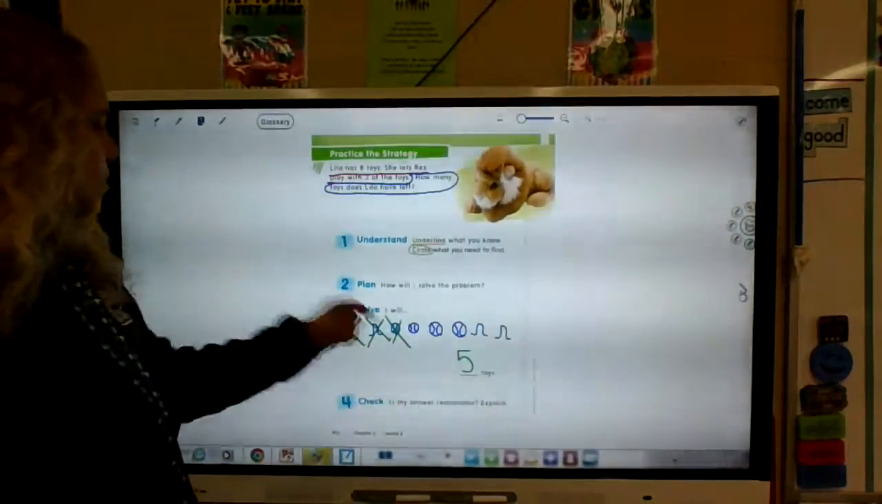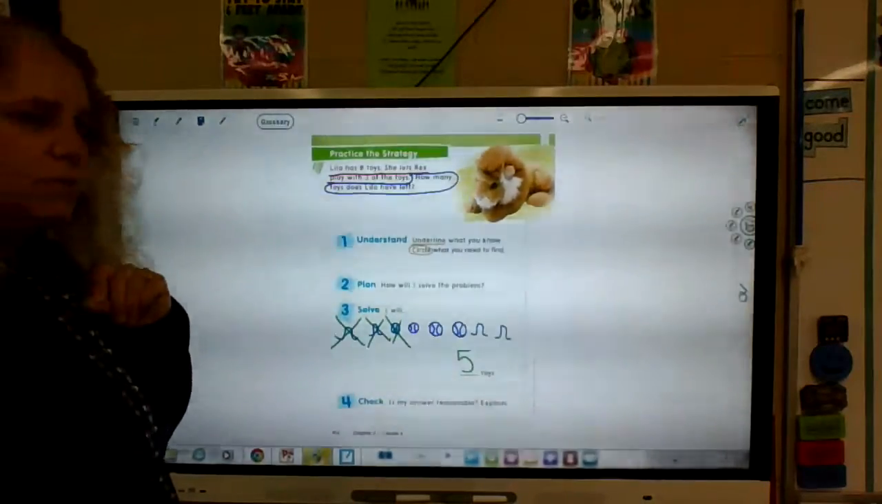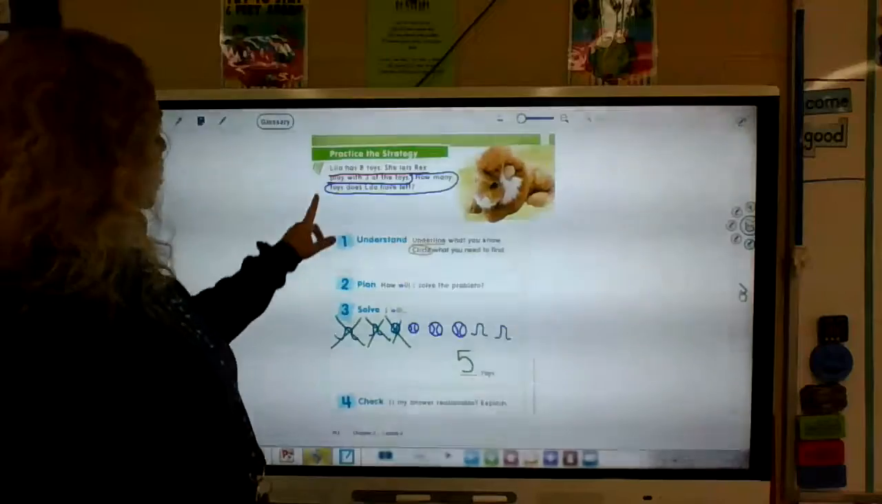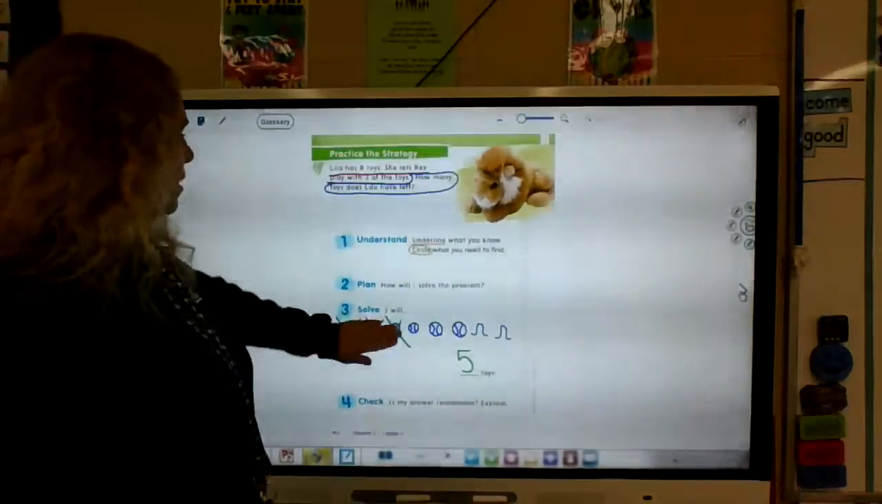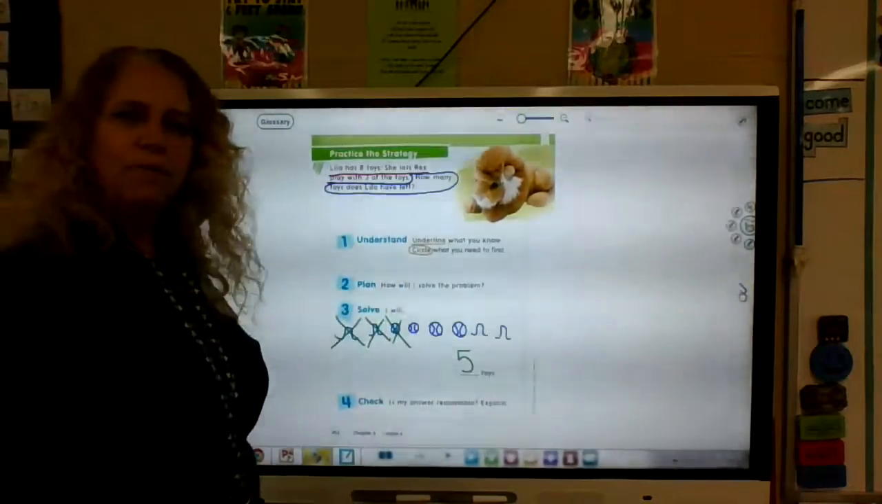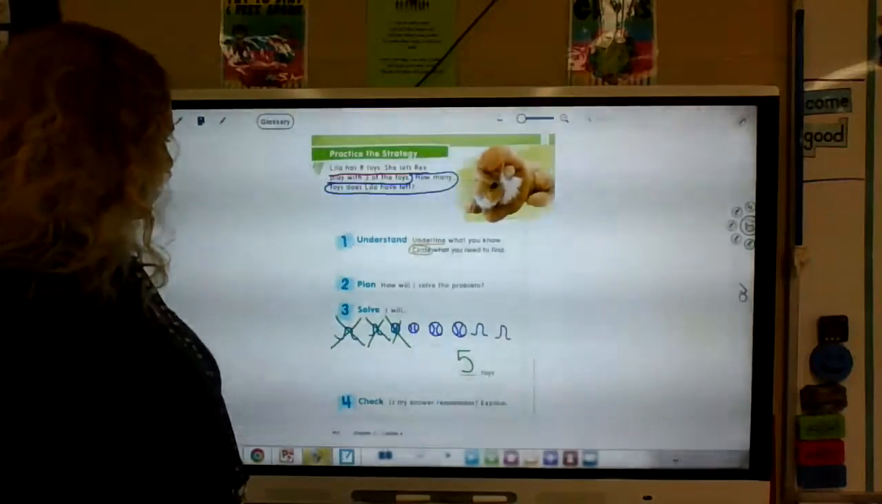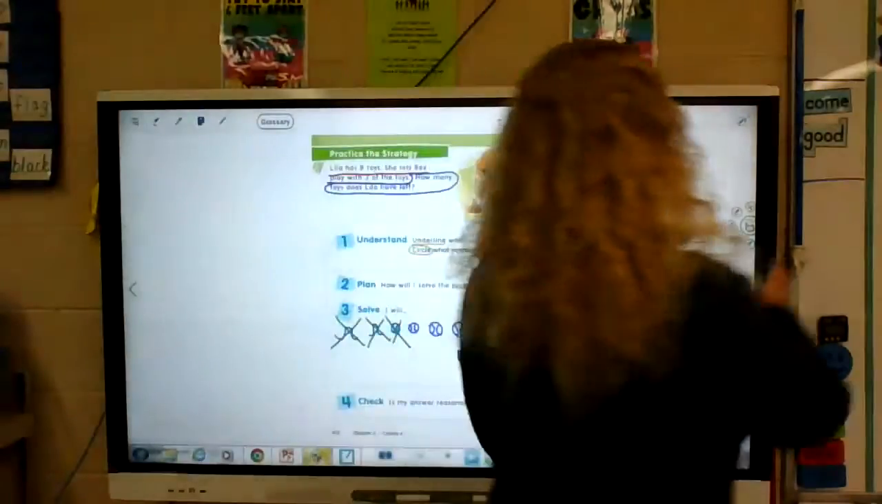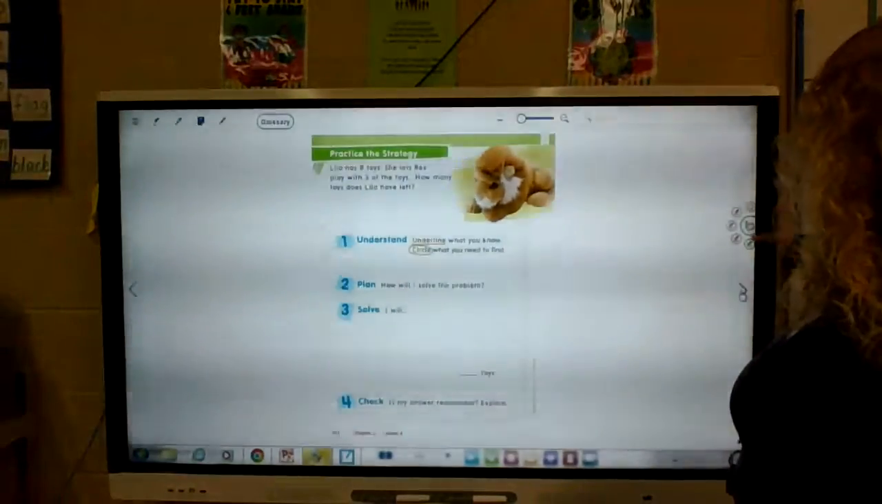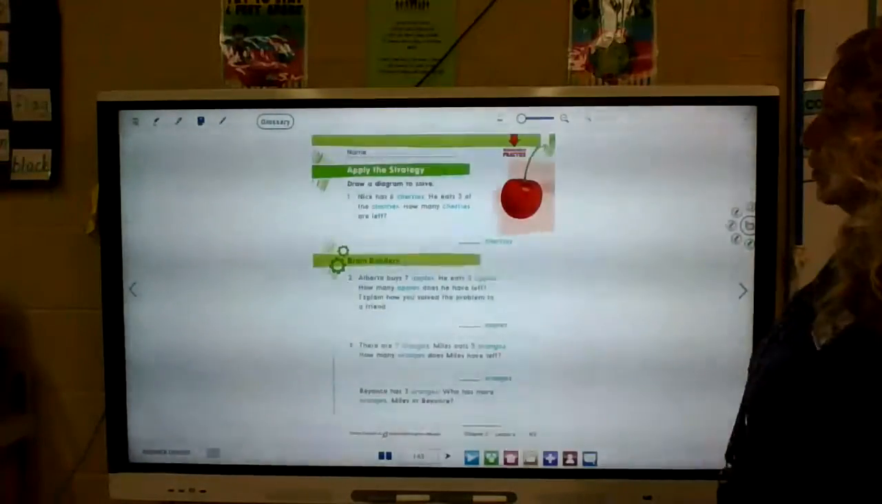Okay, is my answer reasonable? Let's see if our answer is reasonable. She started with 8 and she took 3 away. So yes, 5 would be a reasonable answer. It's not more than 8, it's less than 8. Okay, let's flip to the next page.